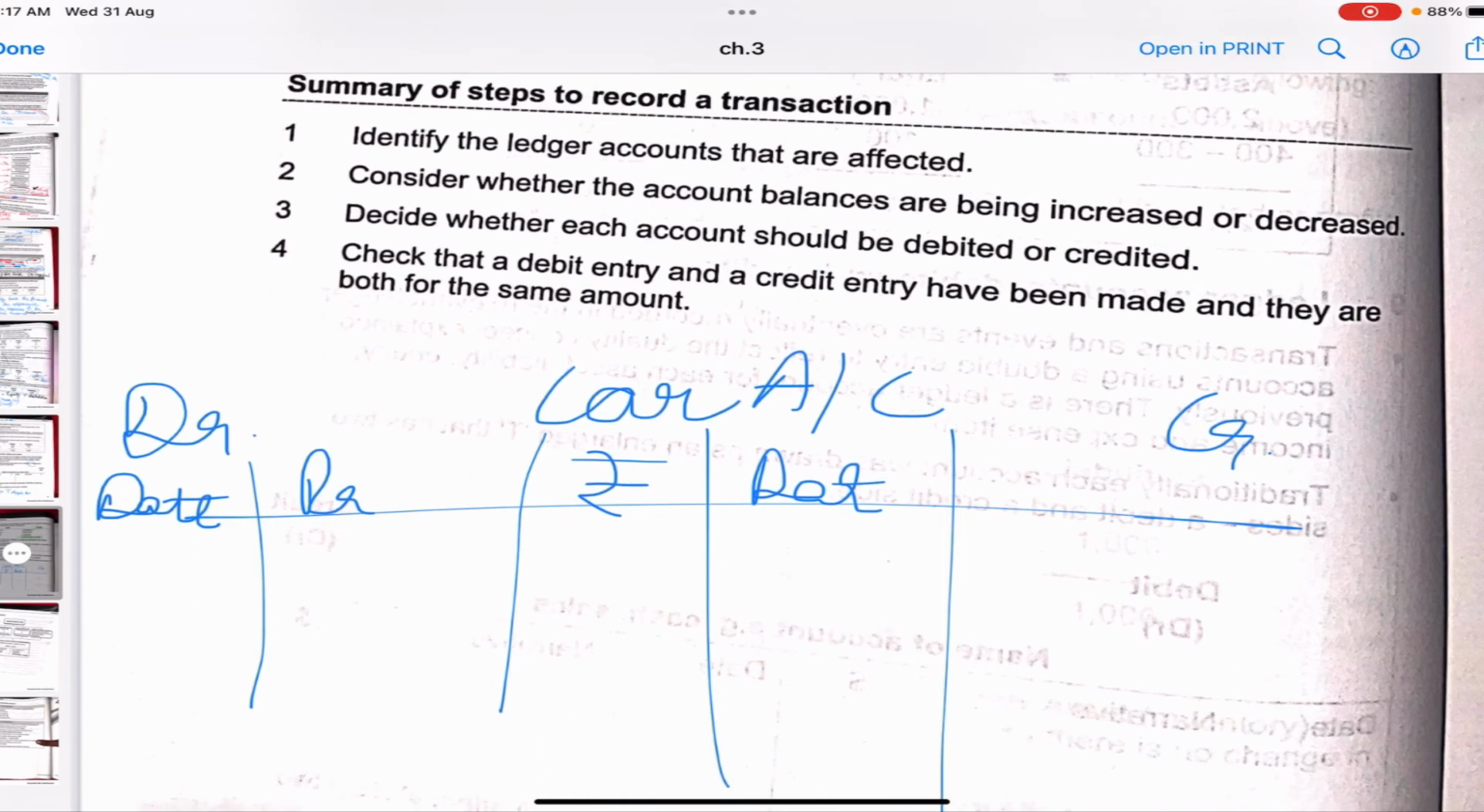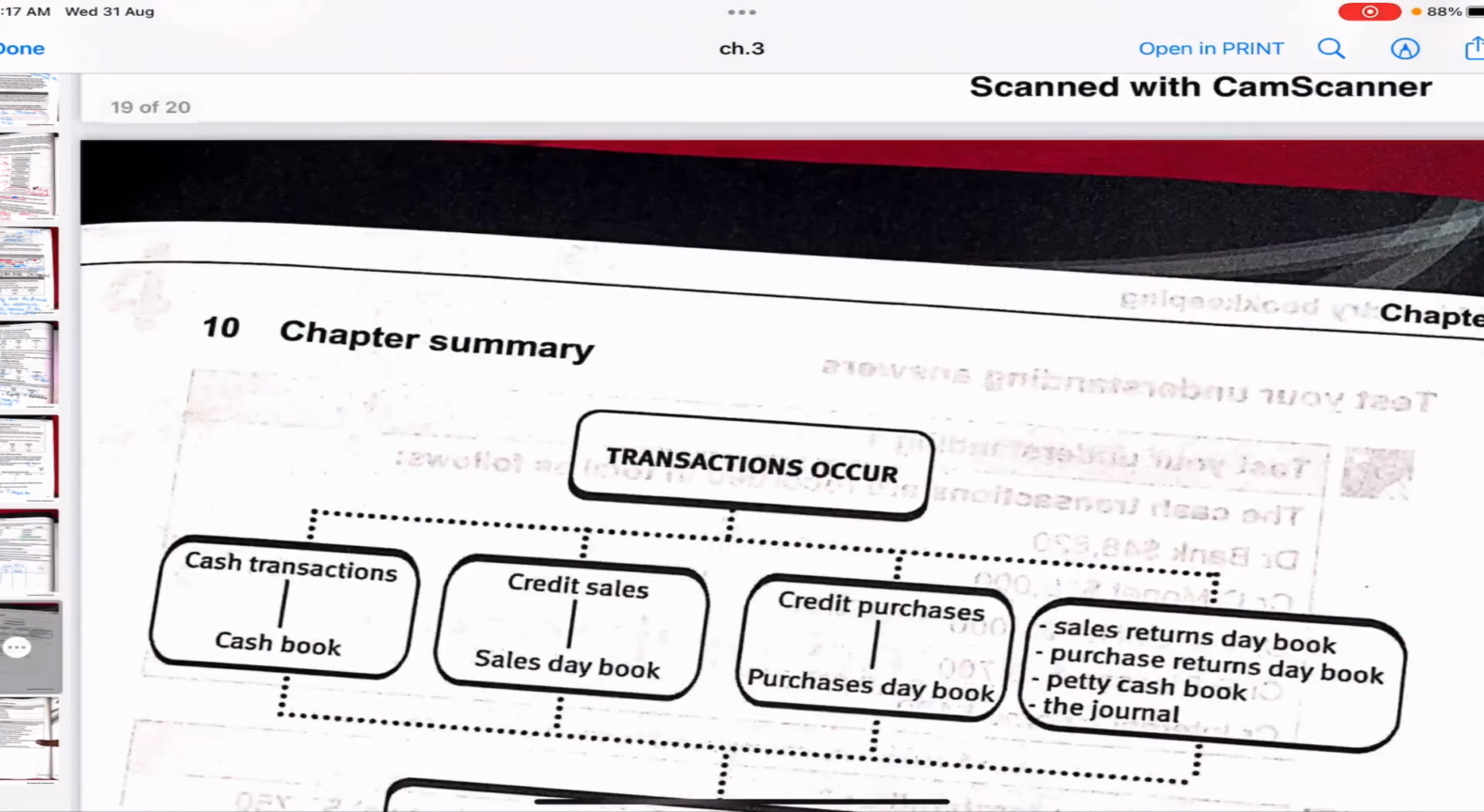Now let's see the summary of the steps to record a transaction. Identify the ledger accounts. Consider whether the account balances are being increased or decreased. Decide whether each account should be debited or credited. Check that the debit entry and the credit entry have been made and that they are both for the same amount.